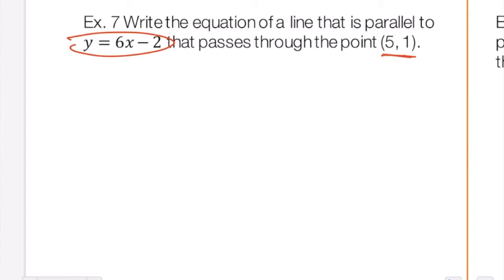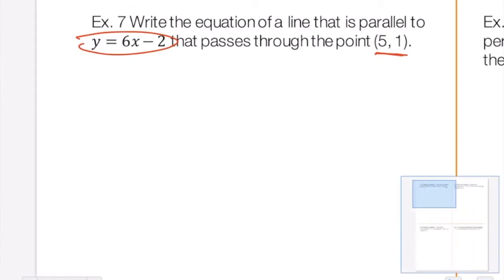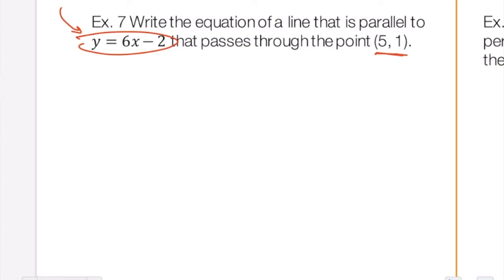So here's the deal. The only reason we need that first equation is because we know that parallel lines have the same slope. Well, if we know the slope of this line, then we know the slope of the line that we're trying to find. So for the equation of the line that we're trying to write, we know its slope is going to be 6 because it's going to be the same as that line. And then we know that it's going to go through the point (5, 1).